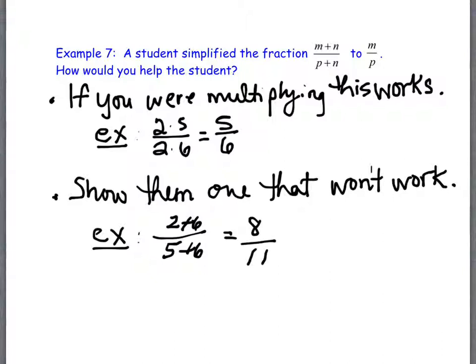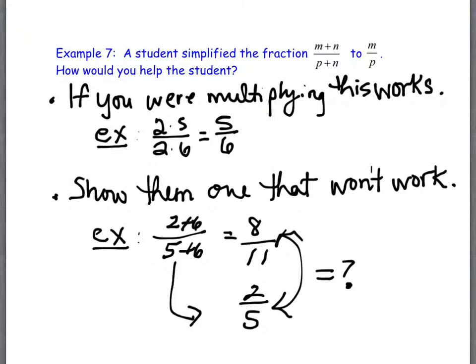11. All right, now let's do what they would like to do, that is cancel out my 6's, and what do I end up with? 2/5. And the question is, are these equal? The answer is no. There's lots of ways you could show that they're not equal. In fact, we looked at some of those last time. We could look at that cross multiplication.